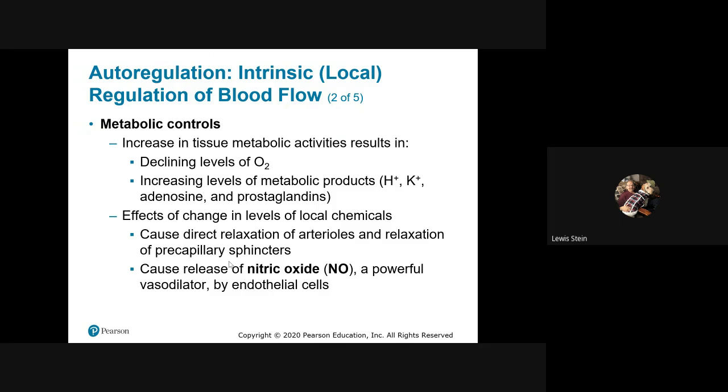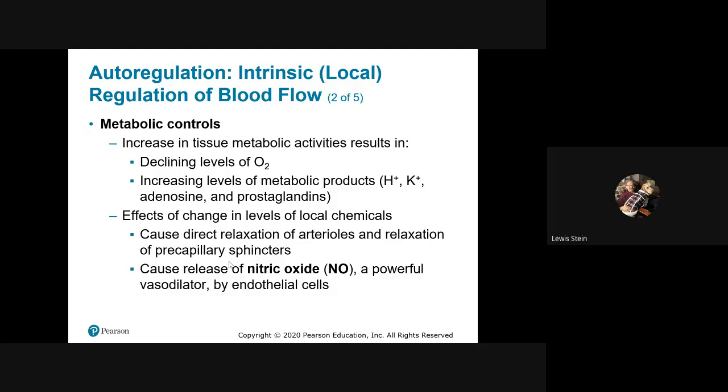So what happens? You end up with less oxygen and more waste products, just very, very simply. And those change local chemicals. And that's what I was talking about before.